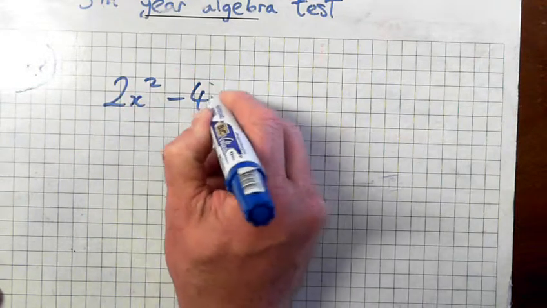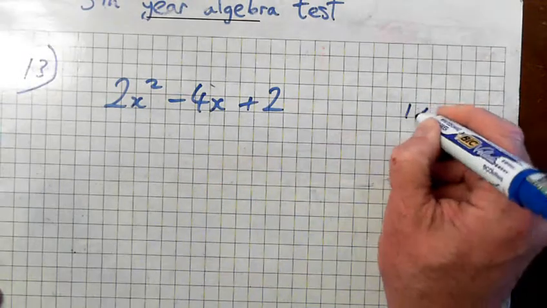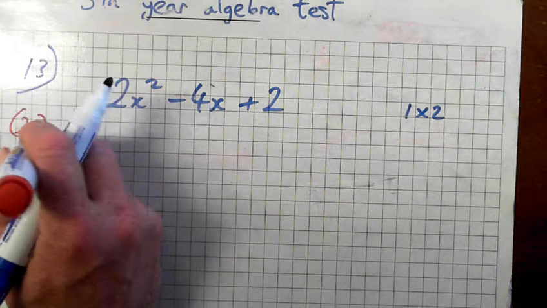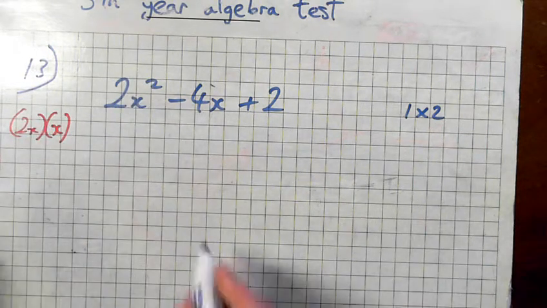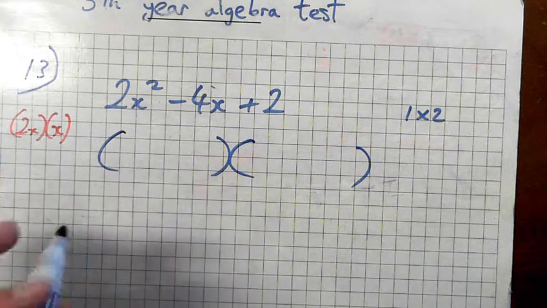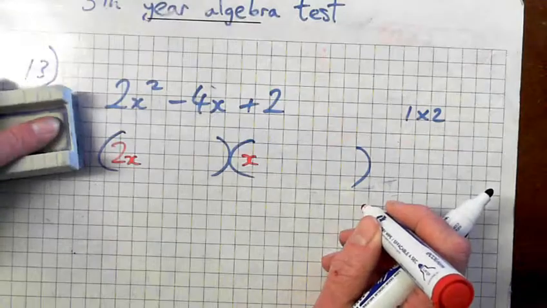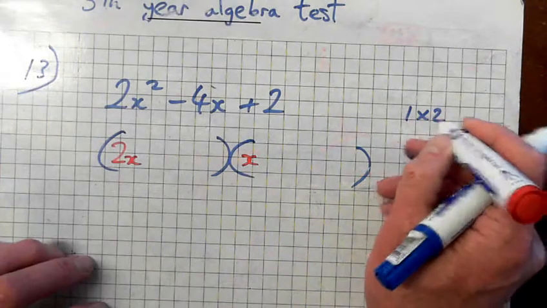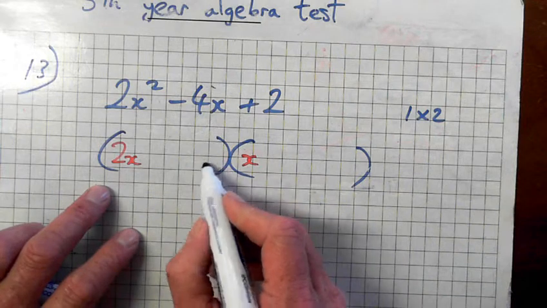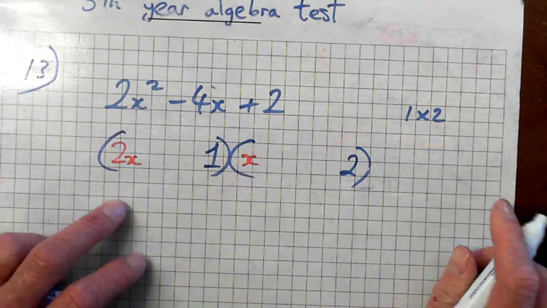2x squared minus 4x plus 2. The factors of 2 here are 1 times 2. The factors of 2x squared are 2x times x. So will you put these in first? 2x and x. And we'll put these two numbers in. So I could try the 2 there and the 1 there, but that won't work. 2 goes there and 1 goes there.